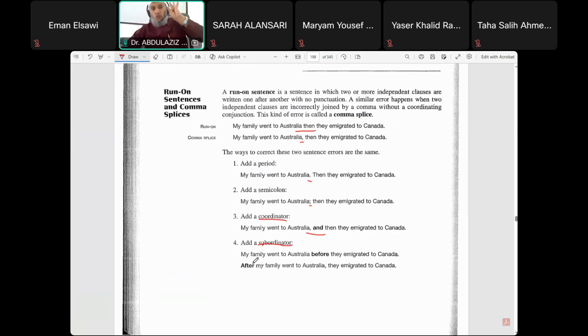So with run-on sentences, we can have 4 options to correct them. Either split them into two different sentences, or add a semicolon if they are related, okay? Or you add a coordinator like and, but, or, or you add a subordinator like before, after, since, when, while, and so on. Okay, all these.